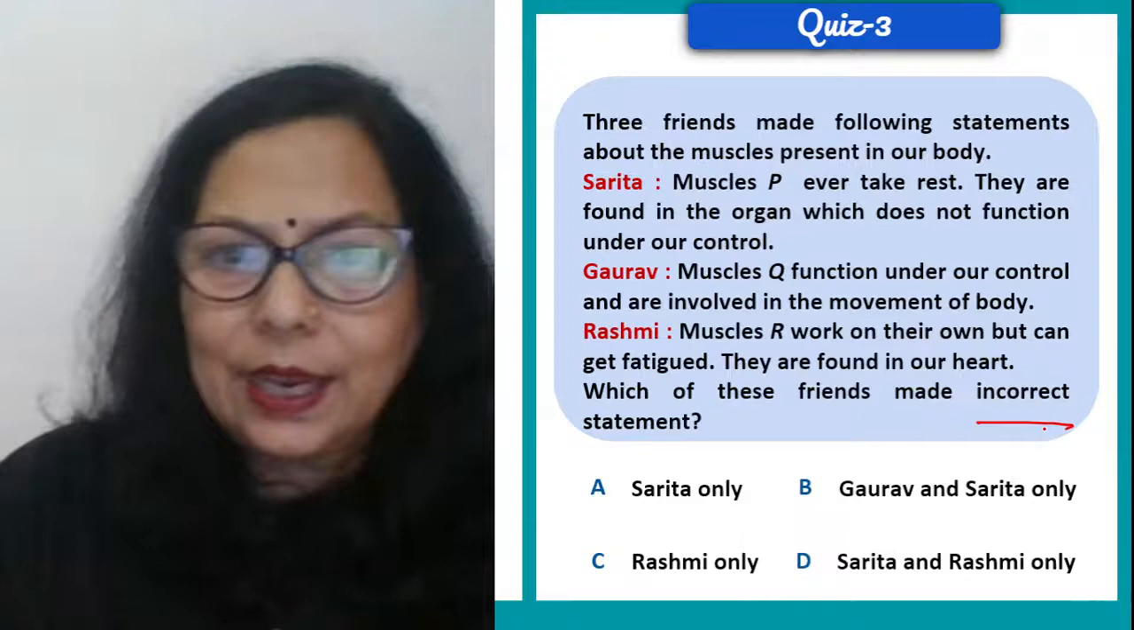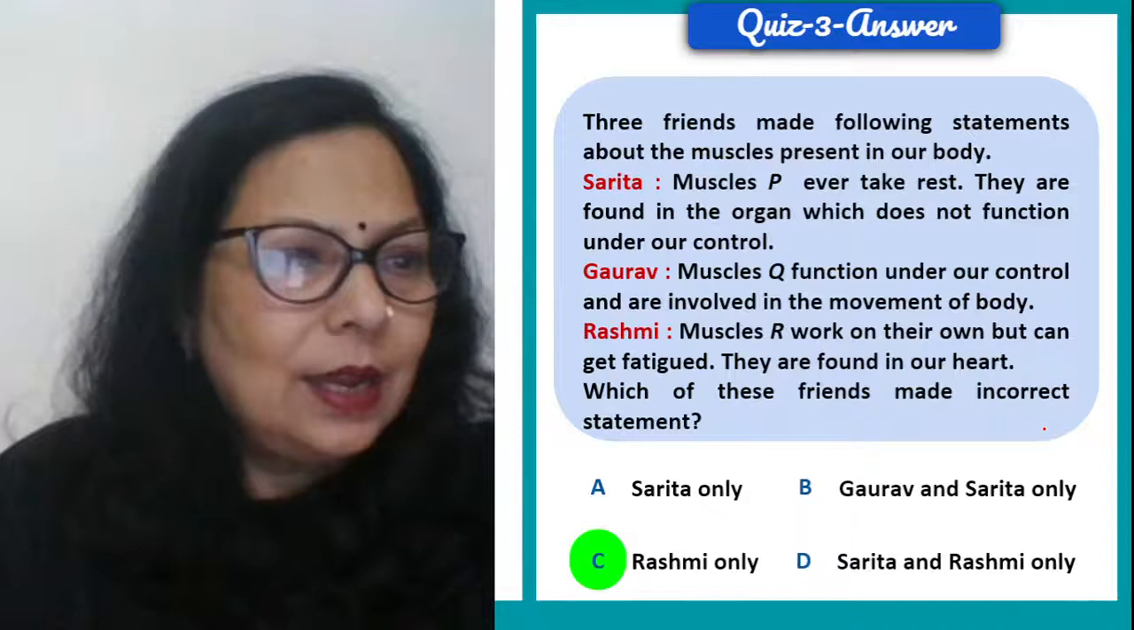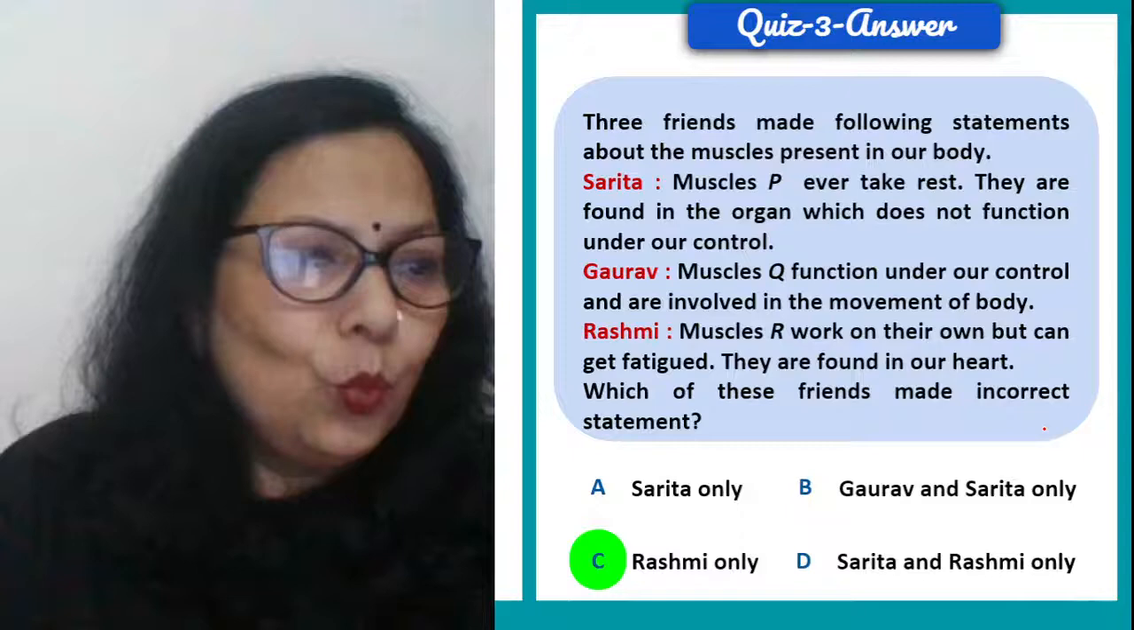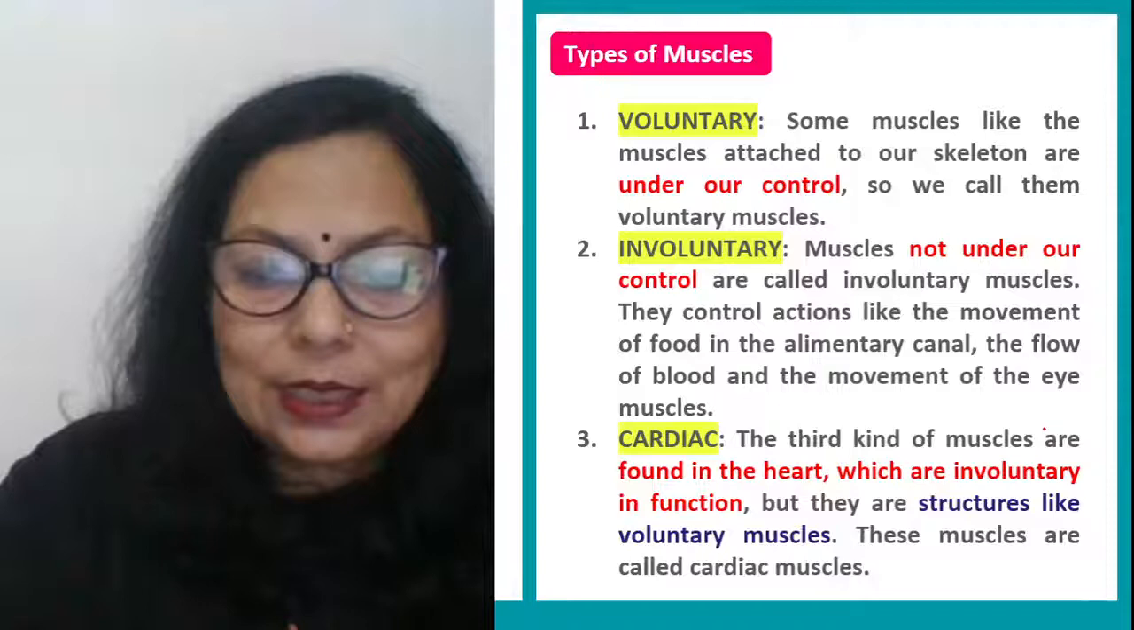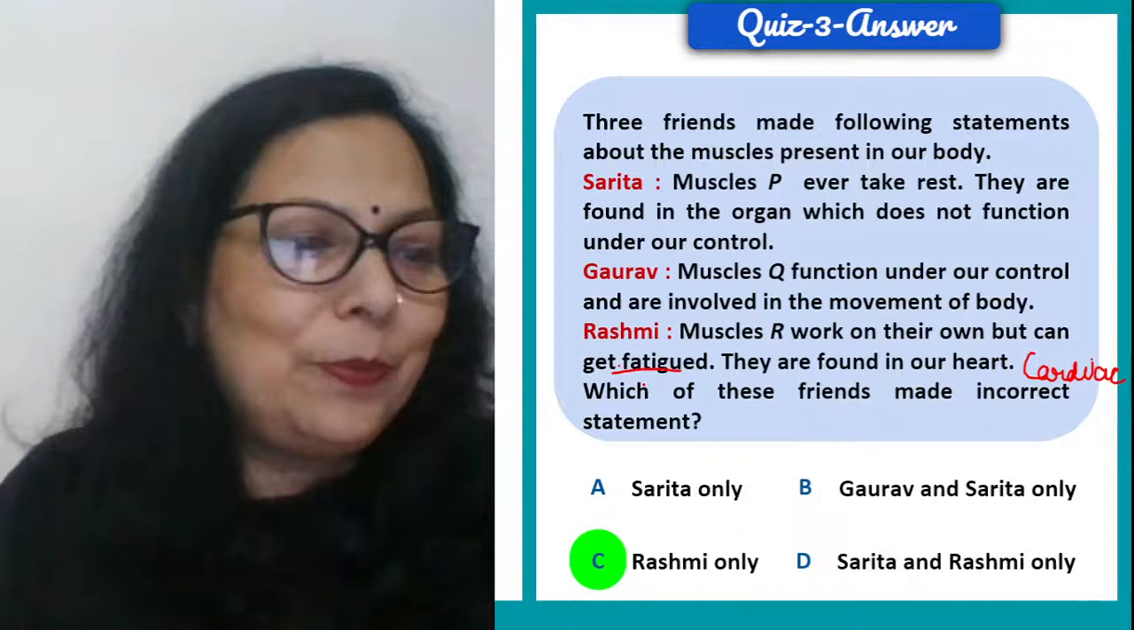Oh, you are absolutely correct. Rishabh is absolutely correct. And the first one to answer, then Asmita also: Rashmi only. What mistake did she make? It's science of grade 5 and 6. She said that the muscles found in the heart, these are cardiac muscles, and they never get fatigued. They will get tired. Once they get tired, the person will be no more. The person will die. So they take rest.